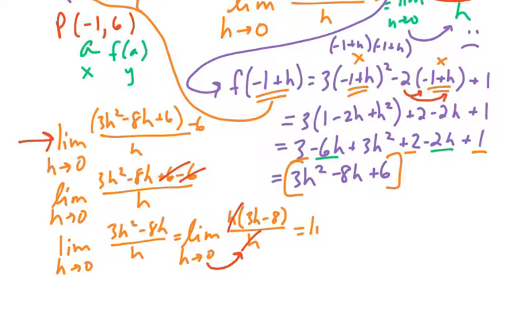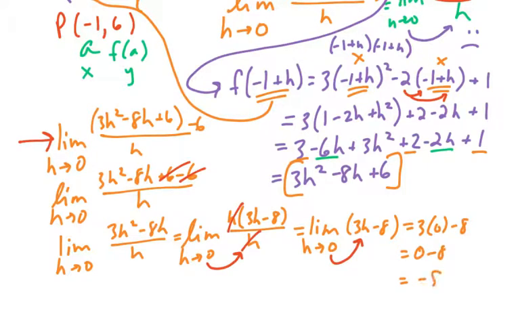Check this out. This is the limit as h goes to 0 of, look, 3h minus 8. Wow, that's pretty. Now can you plug h equals 0 in? Oh yeah, you can. Check this out. Now let's plug in h is 0. I got 3 times 0 minus 8. That's 0 minus 8. That's negative 8. Yay!